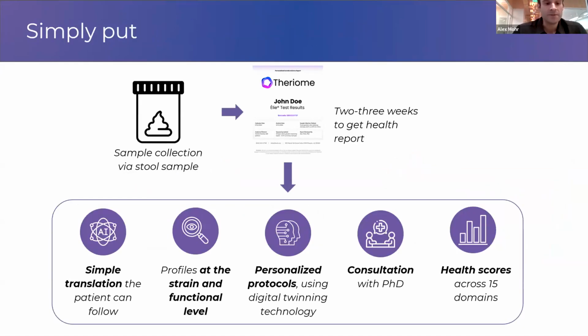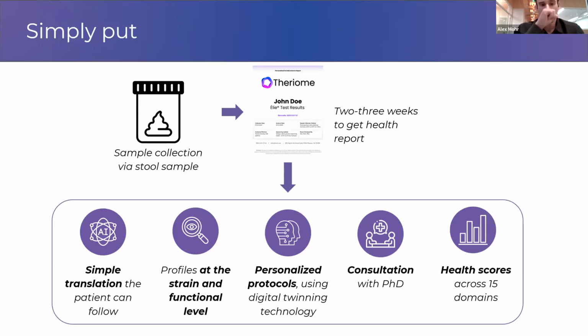So, put very simply, we collect the sample upon the person sending their sample in. You have about a 2 or 3 week turnaround time right now. And really the secret sauce of our report, and how we're different from a lot of other companies out on the market, is we have different layers of translation, obviously more high level.